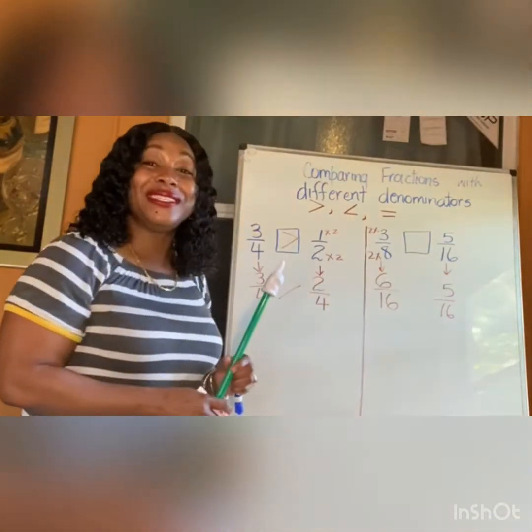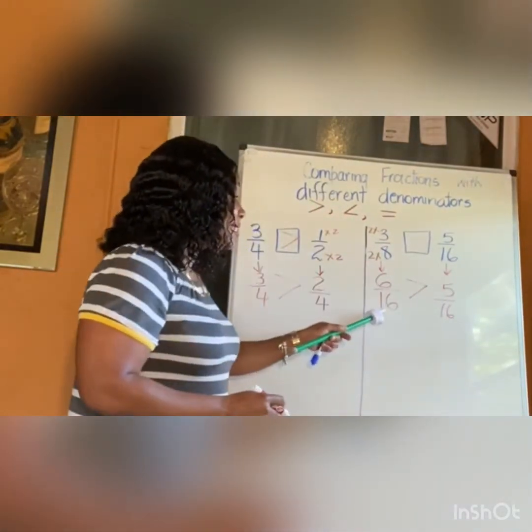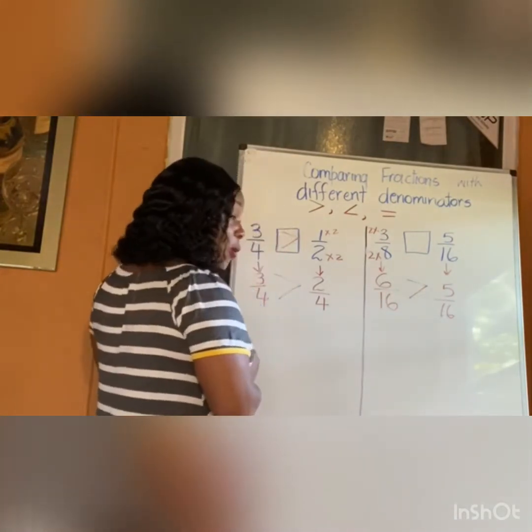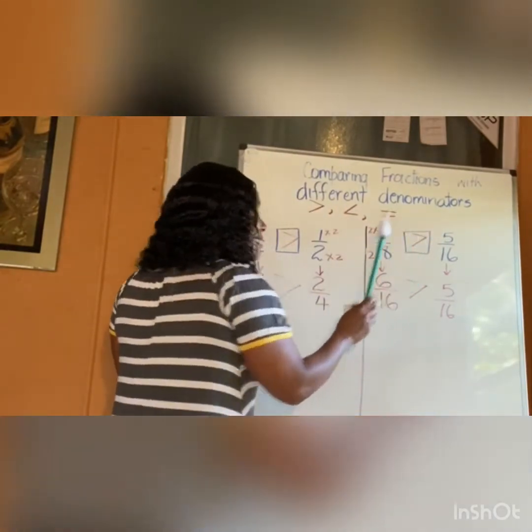6 is greater than 5. So it simply means 6/16 is greater than 5/16, or 3/8 is greater than 5/16.